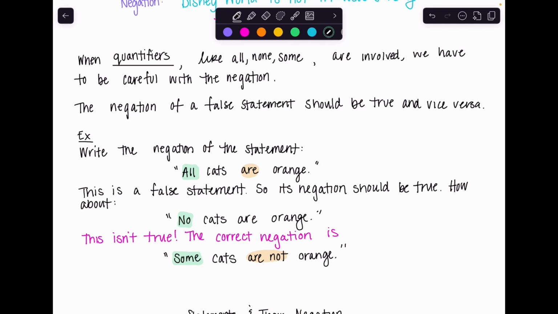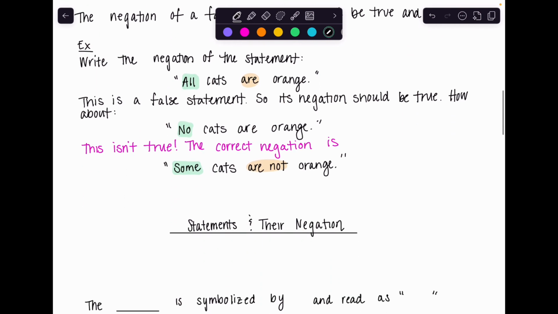Okay. So in general, if we have a quantifier, I'm going to give you what the negation would be. So if you have the statement all something are something, its negation, all needs to switch to some, and then are needs to switch to are not. Okay. If you have none are, its correct negation has to change the quantifier, so it changes to some as well.